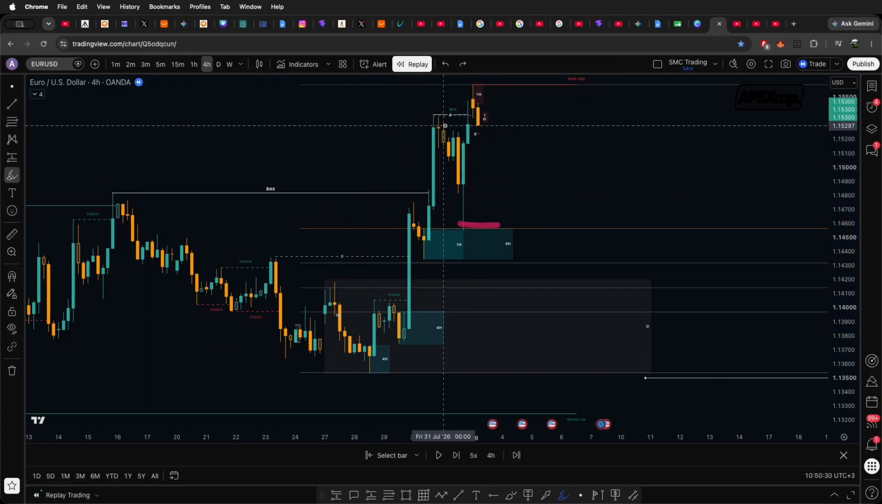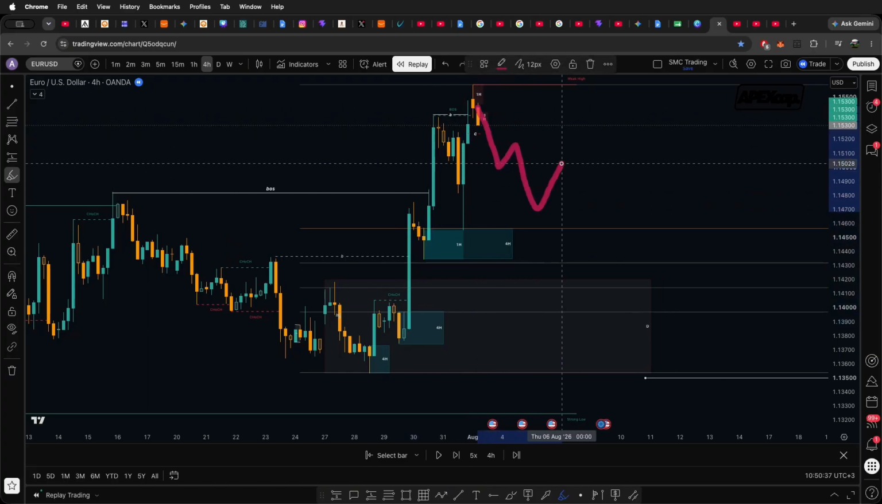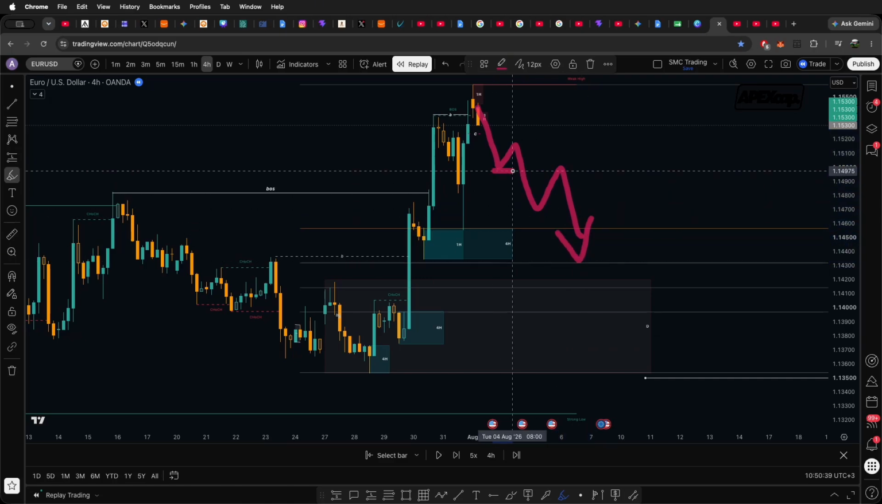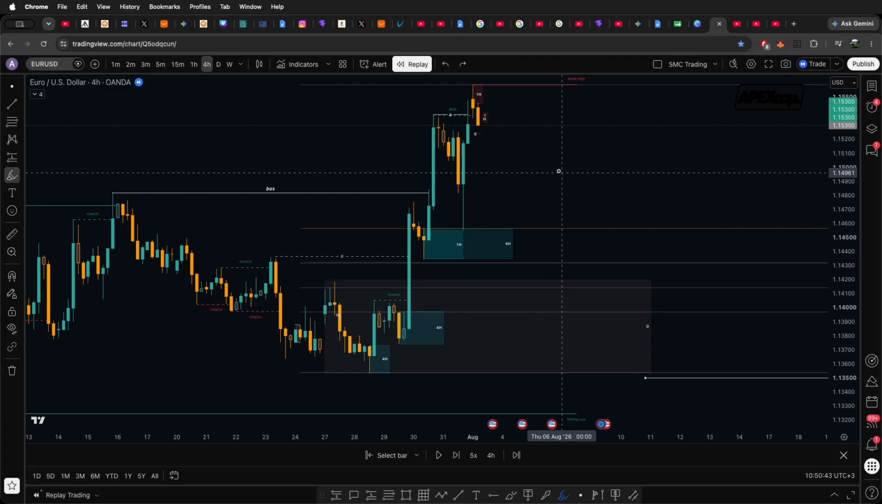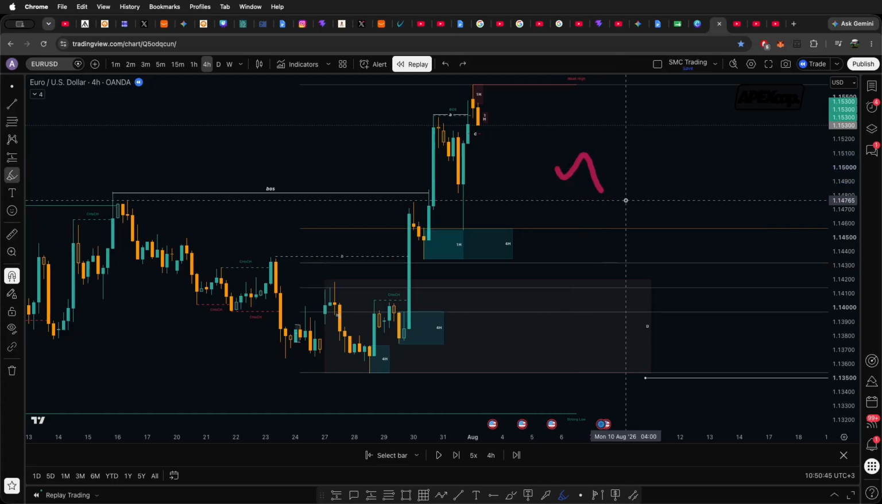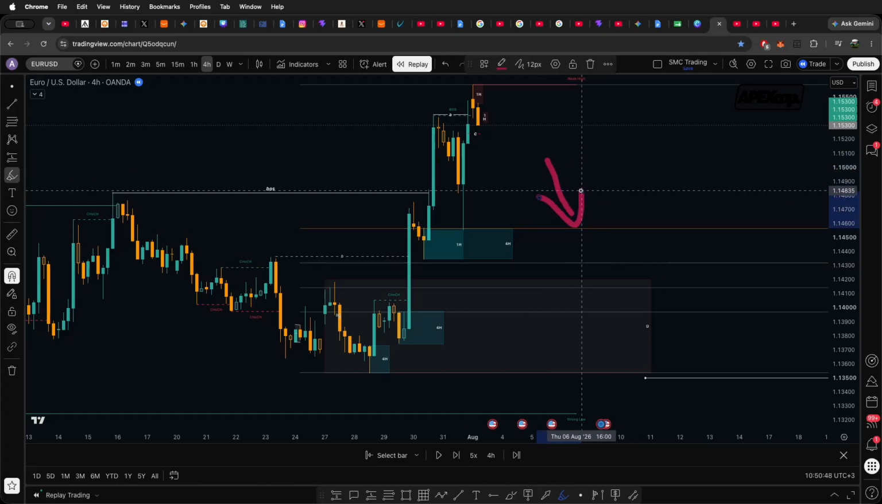So I will not consider this a pullback leg. I will just consider it one big push towards the upside. A pullback leg, for me to be valid, would give me some nice internal breaks of structure, with demand zones failing and support zones actually holding, for me to consider that pullback actually active.